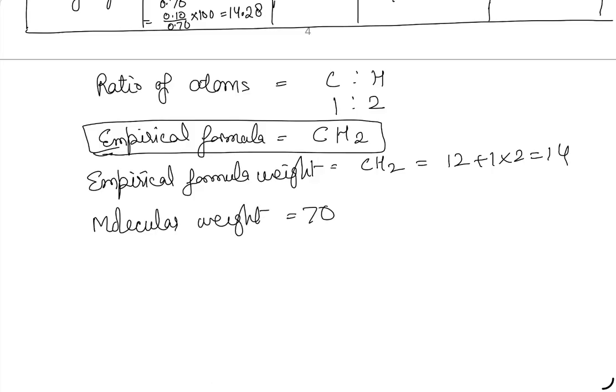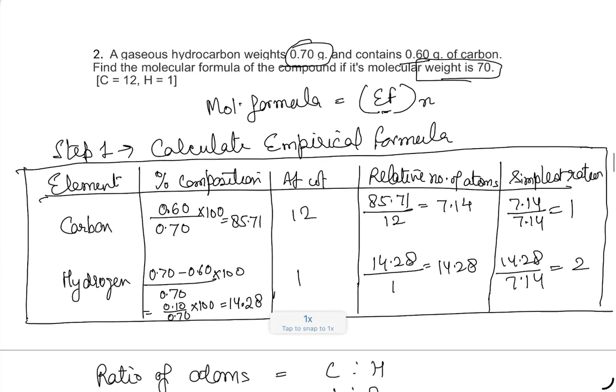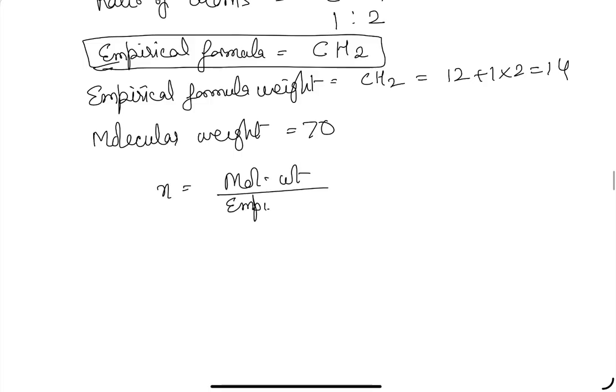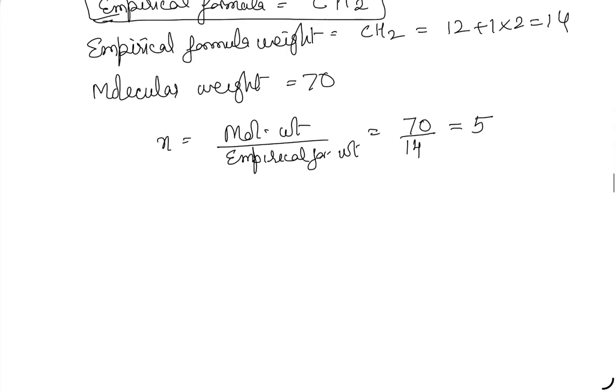Now to calculate the molecular formula, we need to find out the n, as I showed you in the formula before. If we know this n, we can find out the molecular formula. So to calculate the n, the formula is molecular weight divided by empirical formula weight, which is 70 by 14. You divide it. You can pause the video and calculate. So you will get an answer of 5. That means the value of n is 5.